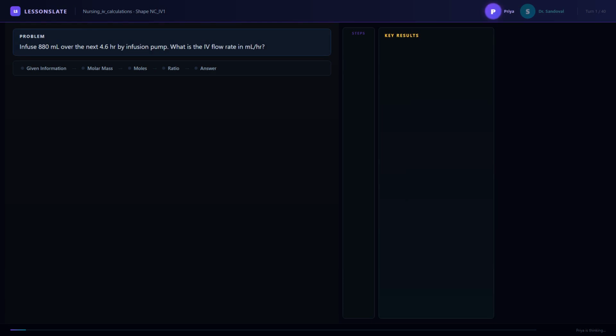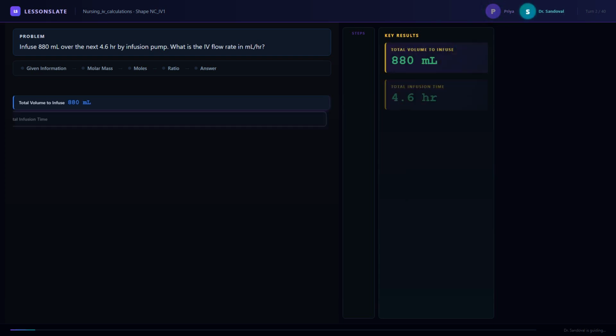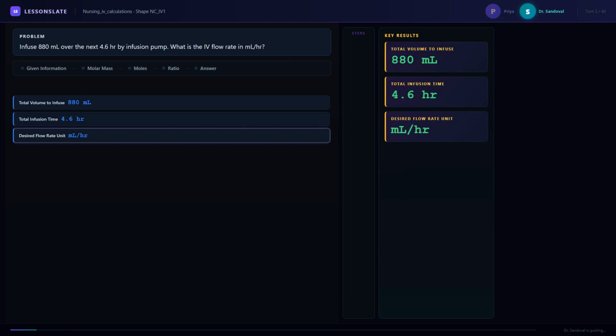Hey, Dr. Sandoval. I feel like this infusion problem should be straightforward, but I'm a bit unsure if I'm overthinking it. It says to infuse 880 milliliters over the next 4.6 hours by infusion pump, and I need to find the IV flow rate in milliliters per hour. My intuition tells me it's just a simple division, but I'm not confident about how to properly set up the calculation. You're right to trust your intuition on this one, Priya.